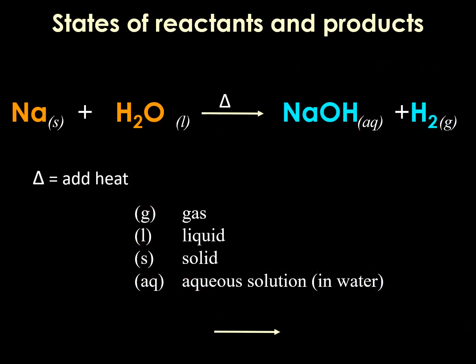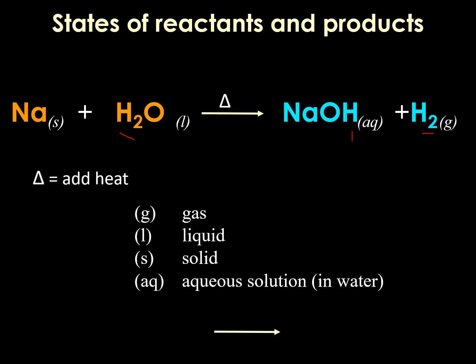Let's take a look at another case. We have sodium plus water gives us sodium hydroxide plus hydrogen gas. Take a look to see if it's balanced. I see right away, I see 2 hydrogens on the left and 1 plus 2, I see 3 hydrogens on the right, so it's not balanced.